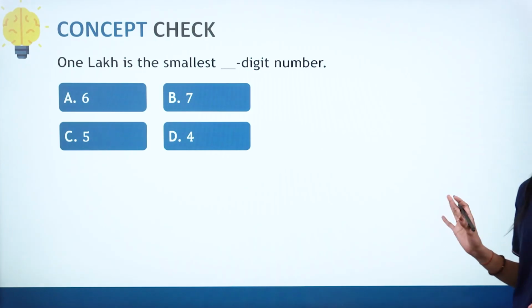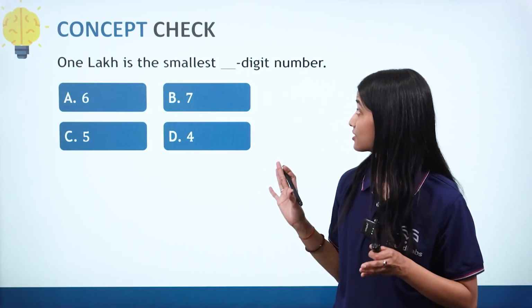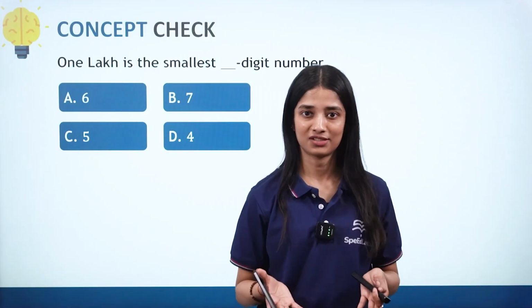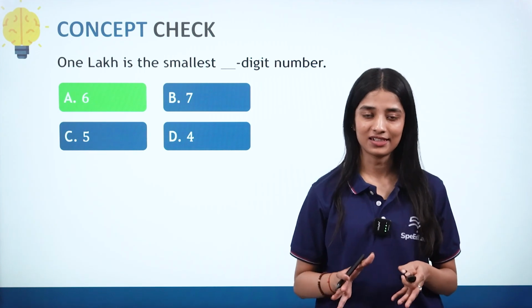So we have some super easy questions. 1 lakh is the smallest dash digit number. So 1 lakh is the smallest which digit number? It is a 6-digit number. Okay, the smallest 6-digit number.